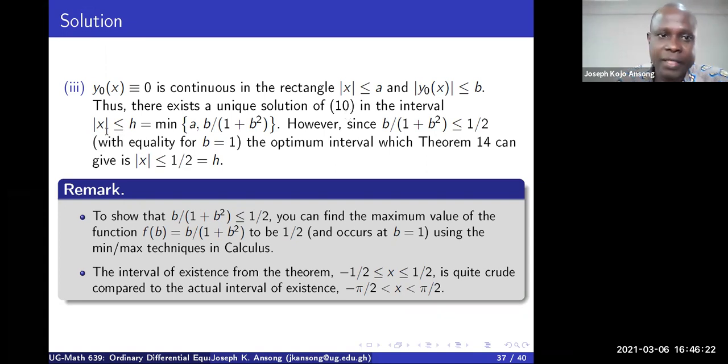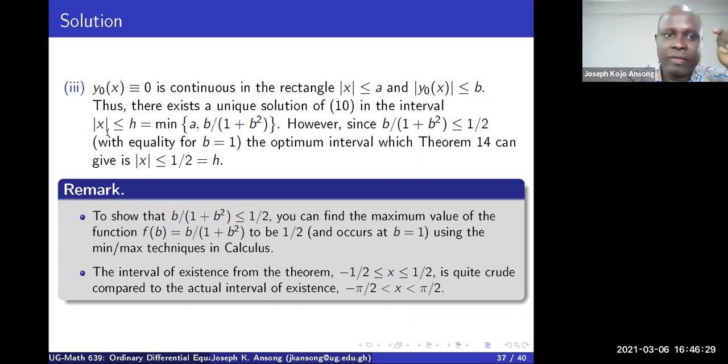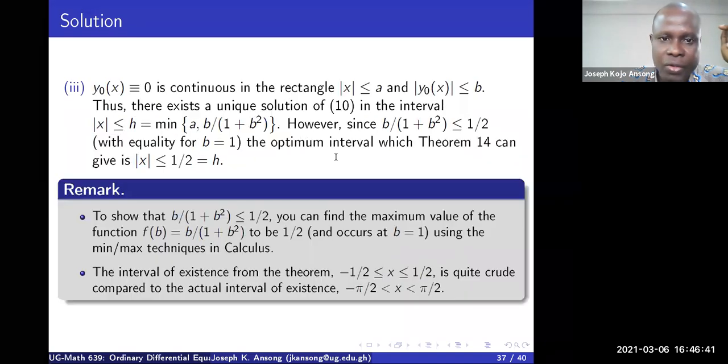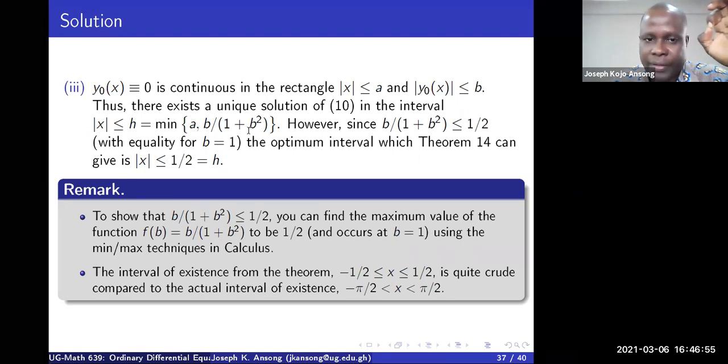Now, from the theorem, the interval is that absolute value of x minus x naught, where x naught is 0 from the initial condition, so absolute value of x is less than h, where h is the minimum of a and b over M. Big M is 1 plus b squared, right? So b over M is this. Great. So the conditions of the theorem are satisfied. That is the first thing we need to check. And then from there, we know the interval, which is given by this.